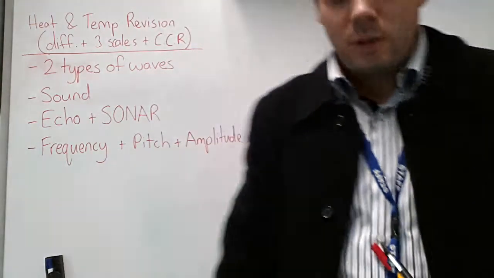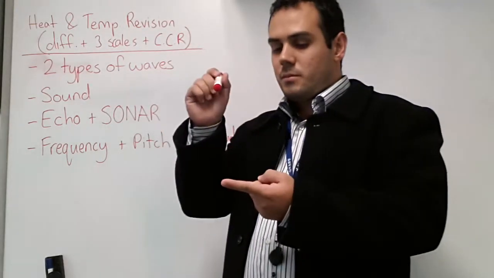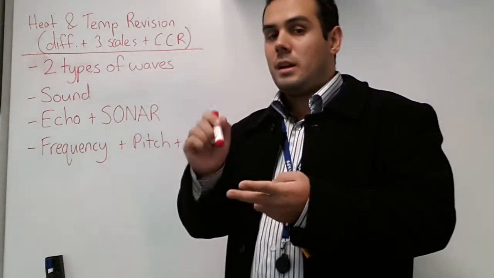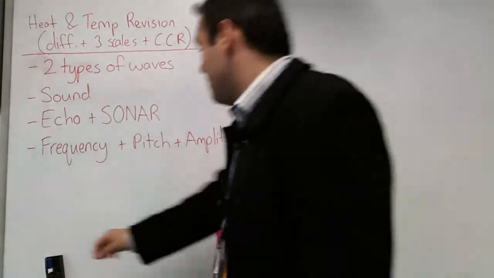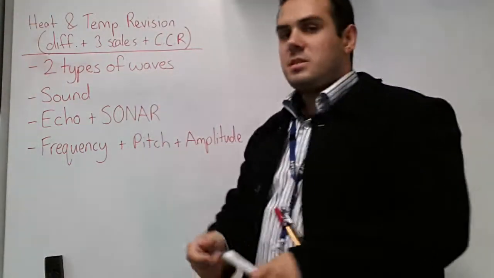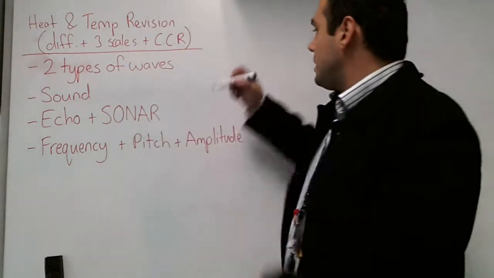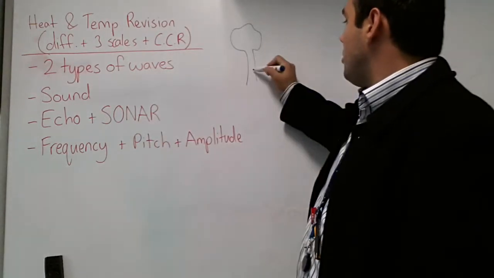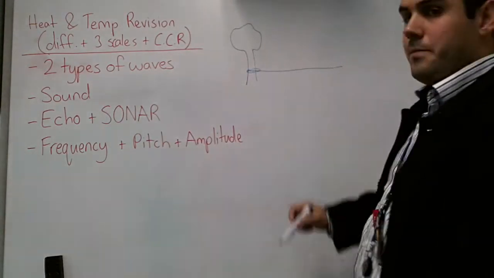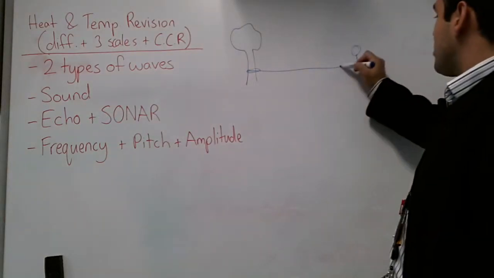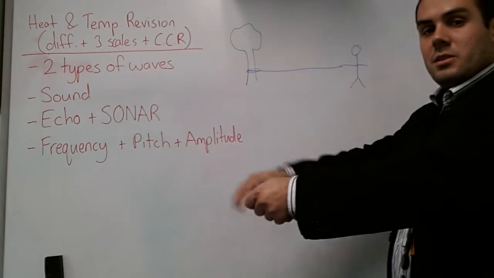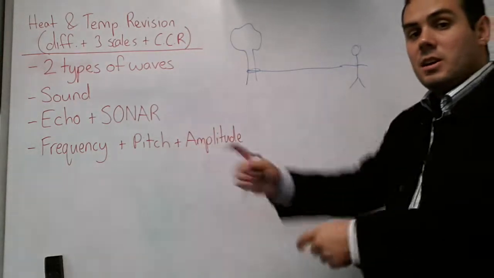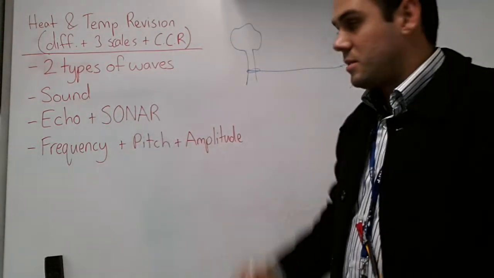The two types of waves are longitudinal and transverse. The first one I want to say is transverse. And transverse is the one where, imagine if you connect a rope to a tree, and you're here and you're trying to swing the rope. And you're swinging the rope like this. So what's going to happen is the rope's going to have this transverse wave in it.